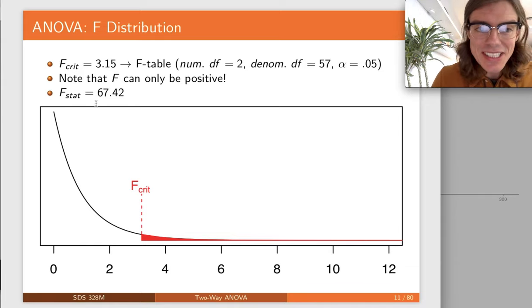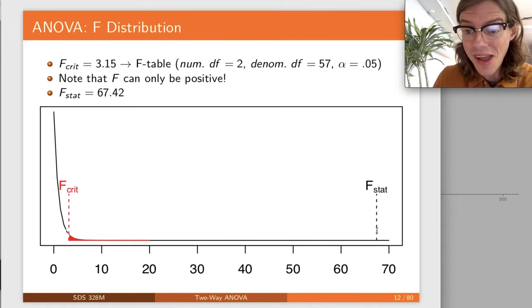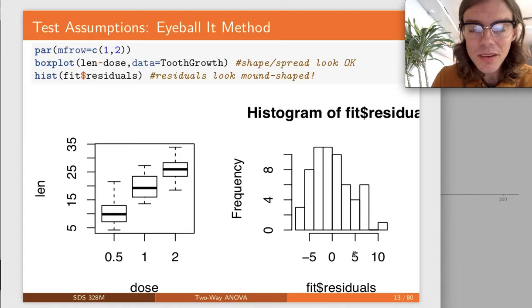So where does 67.42 fall? That's our actual F statistic. Well, it'd be way out here, right? The probability of getting something that big if the null hypothesis were true would be ridiculous. So we can reject the null hypothesis. Our F statistic's way bigger than our critical value.